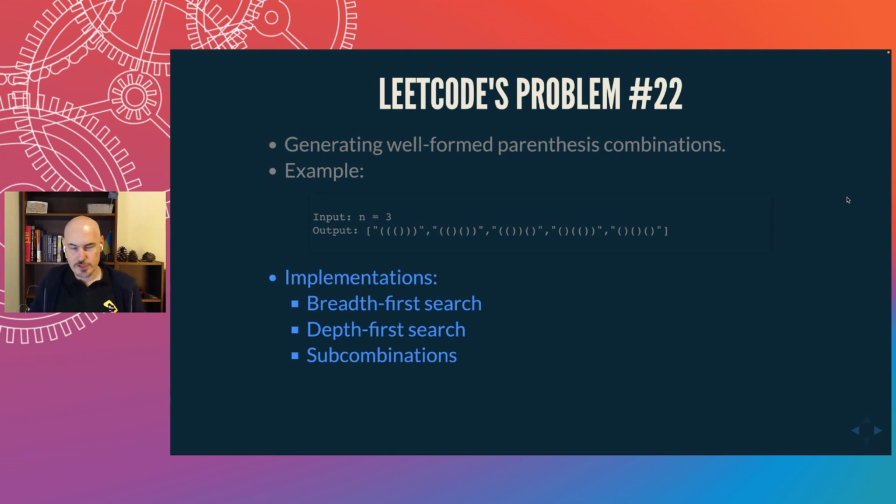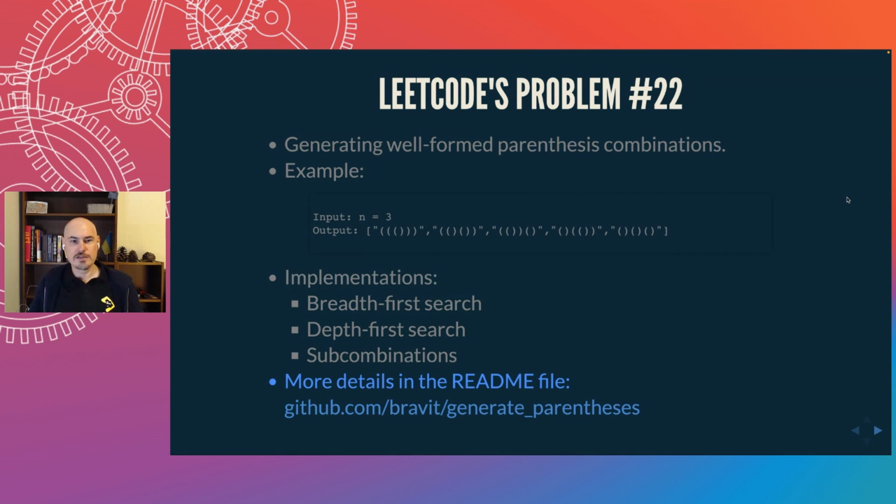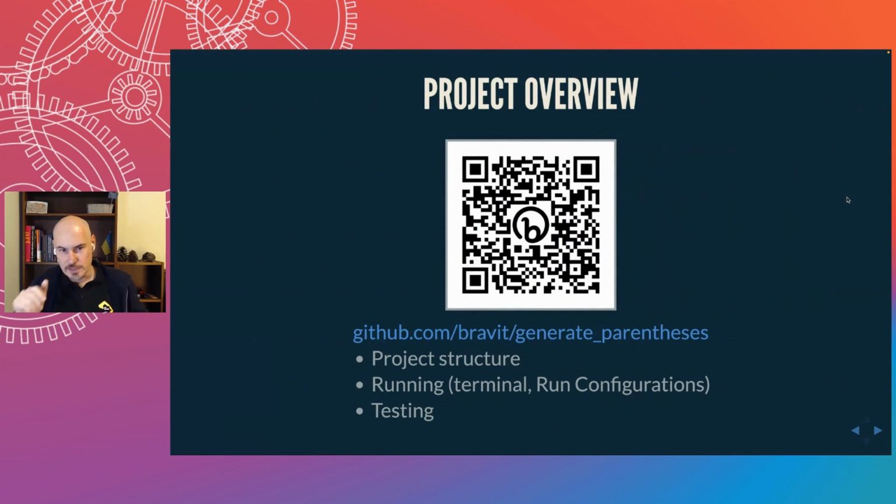And in my project, I have 3 implementations. One is breadth first search, the second one is depth first search, and the third is sub-combinations. There is information about that in the README file. If you look there, you can see what's going on. All right, so this is linked to GitHub, and we'll explore this project right now and see what we can do about that. Okay, so if you are interested, here is the code and a link to this project. So let's see it.